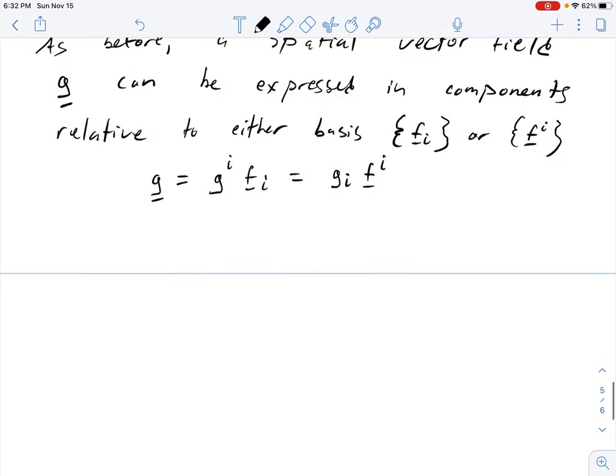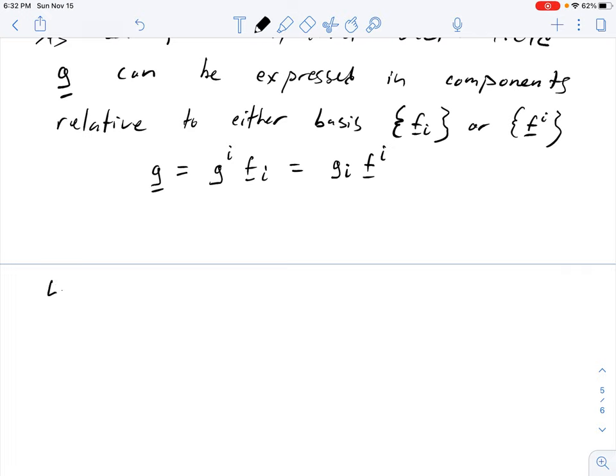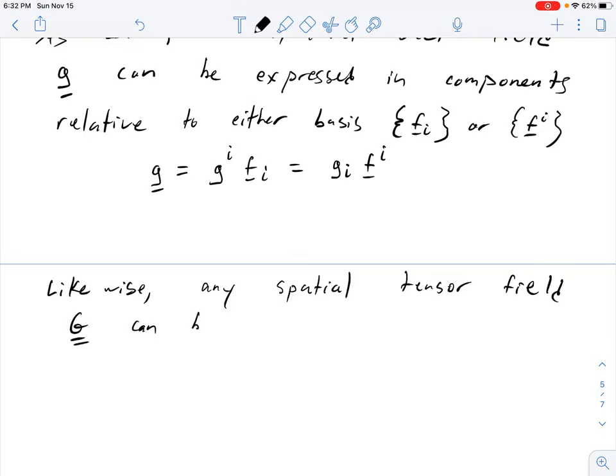And likewise, we can do the same thing with any tensor field. Call that spatial tensor field capital G. Yeah, capital G. That should be like my rap name or something, right? I'd probably be one heck of a rapper.